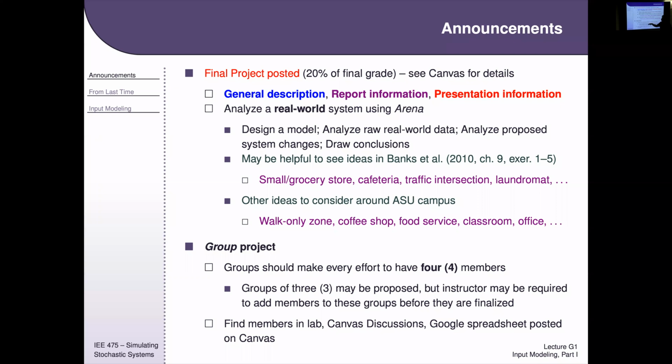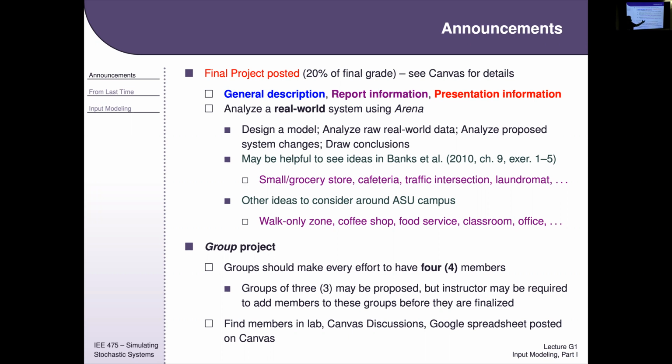Otherwise, if you were to walk around the ASU campus, I'm sure that there are a lot of different systems that you've probably thought, gee, this probably could run a little bit better. Like, there's a particular coffee shop on campus that always has a long line. Is there something special about that coffee shop that could be changed that might alleviate that?